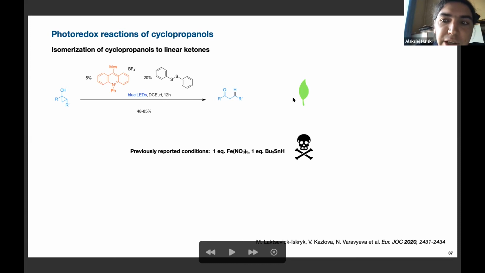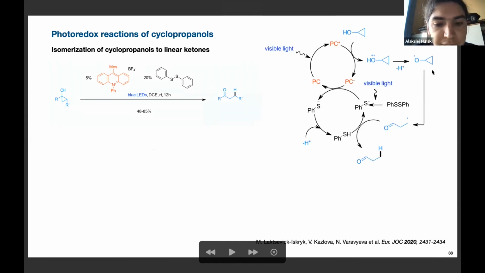Our conditions are quite green. They can be considered green chemistry because there are only catalysts and no toxic reagents. How does it work? The question is how it works.